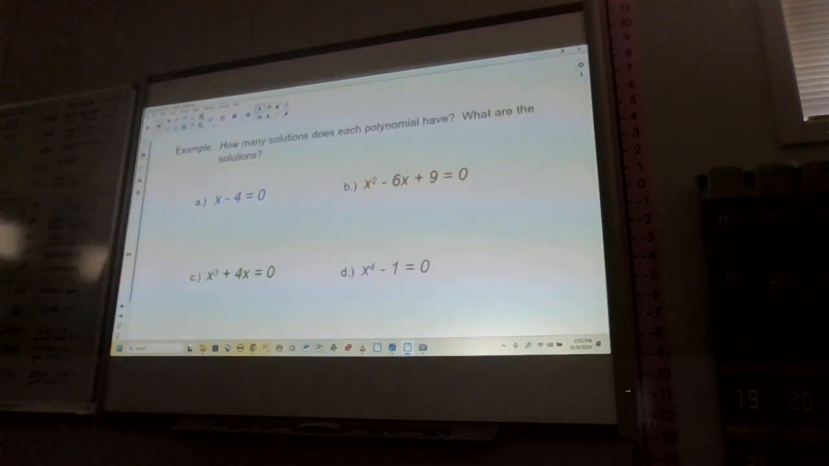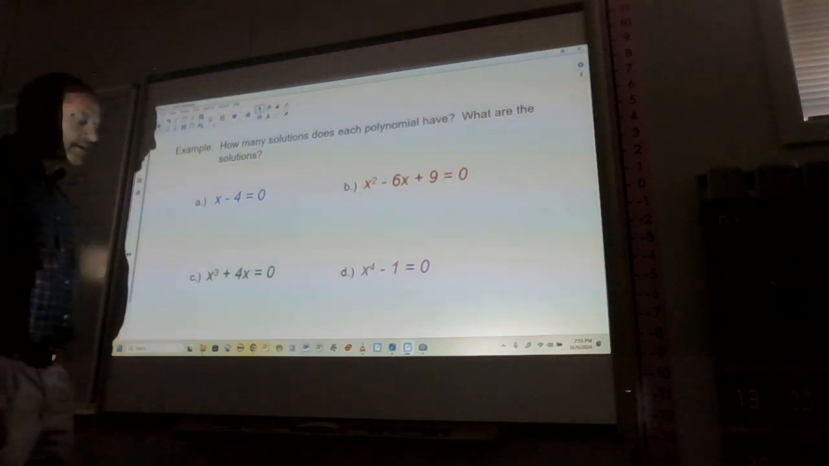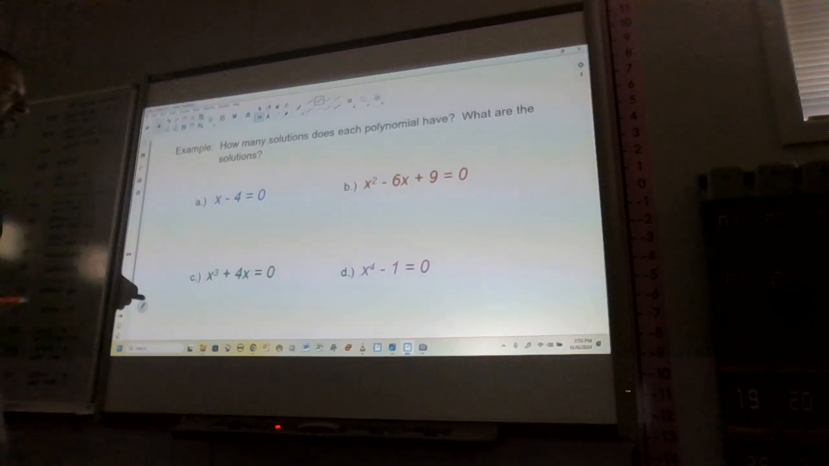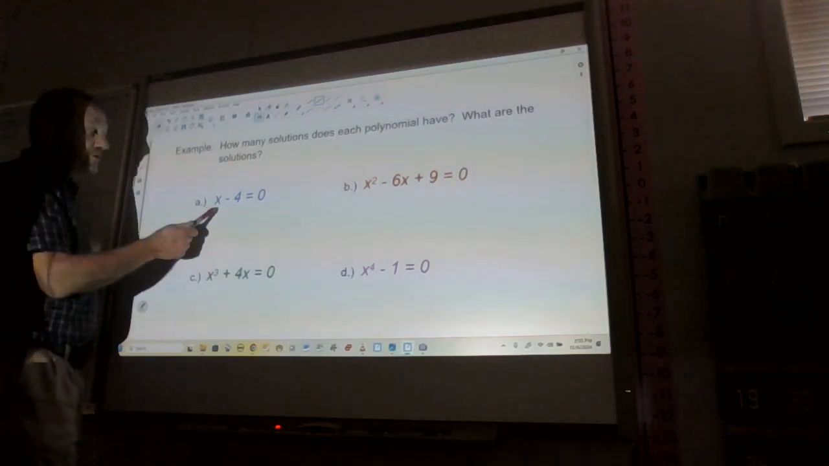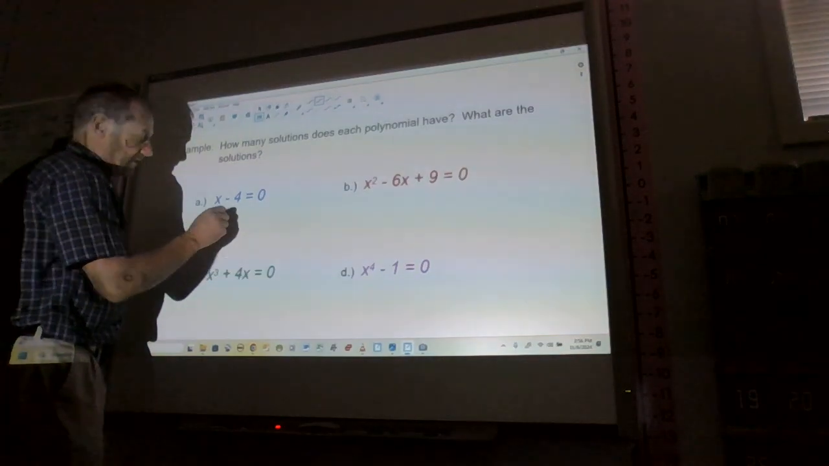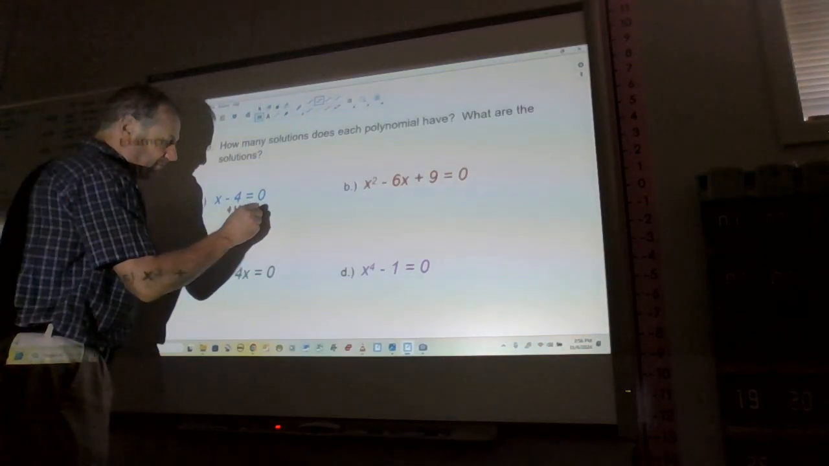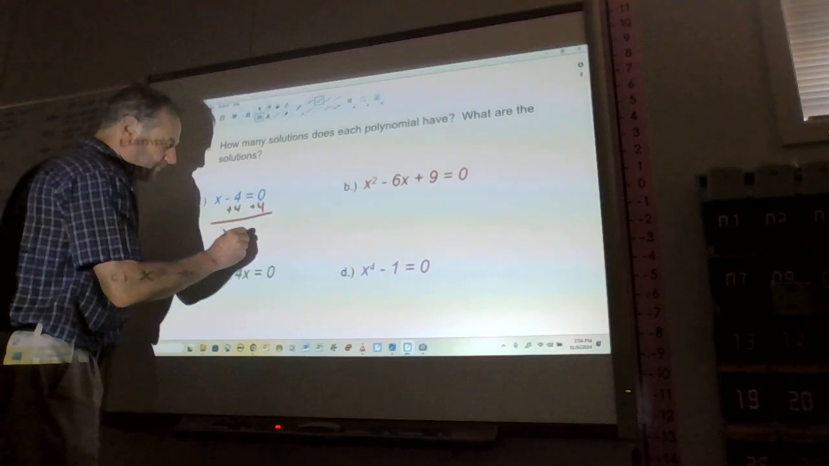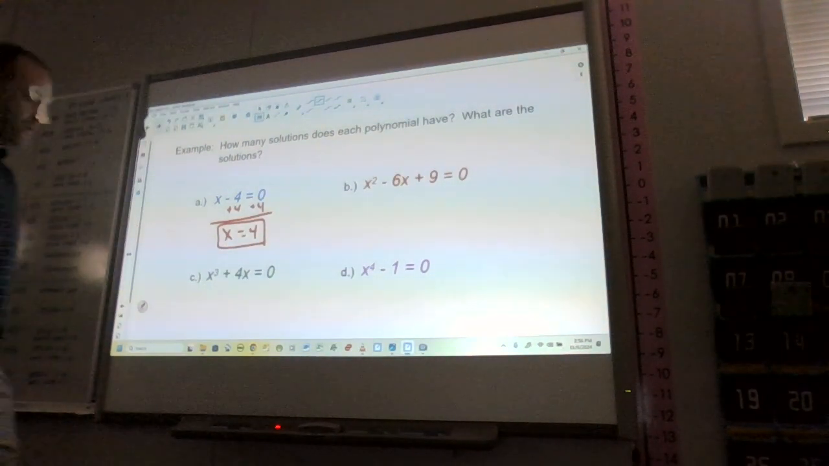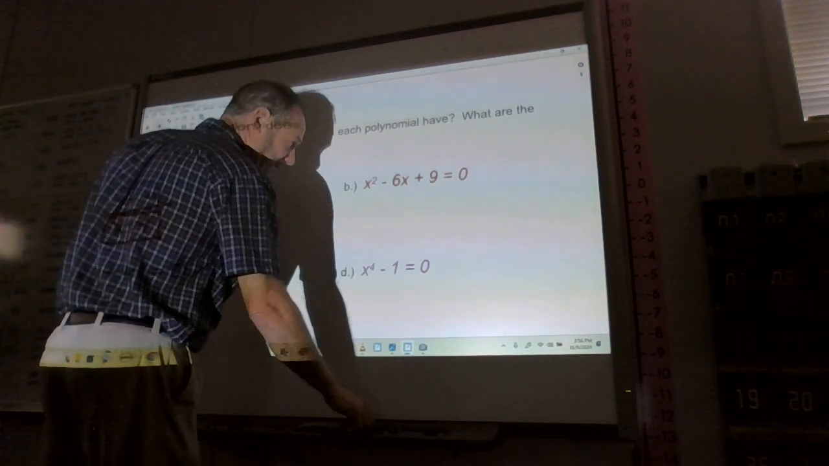Okay? So, how many solutions does each polynomial have? All right, so let's start with this one. X minus 4 is 0. This is a 1st degree polynomial. That means that it's going to have 1 solution. And pretty easy to solve. I just have to simply add 4 to both sides here, and I get x is 4. And I'm done. 1 solution. Okay, next.